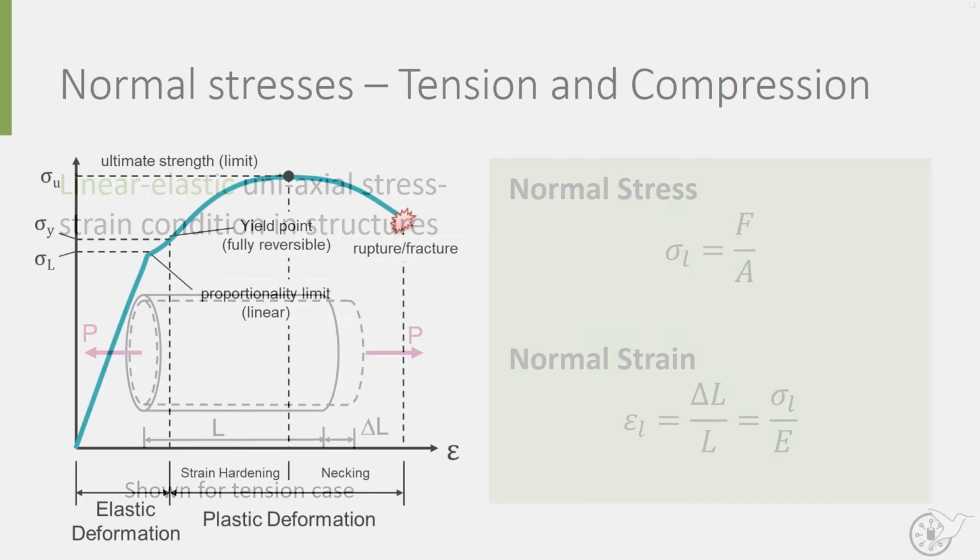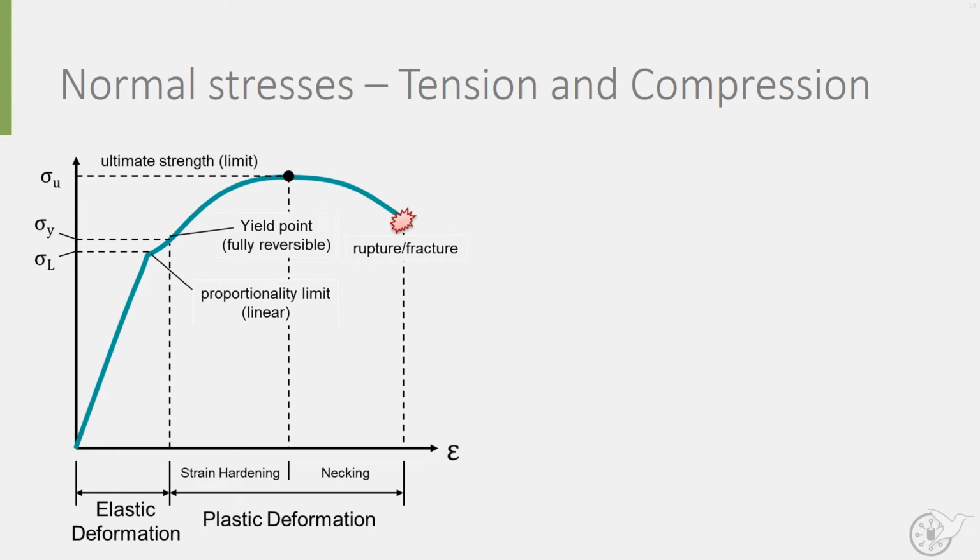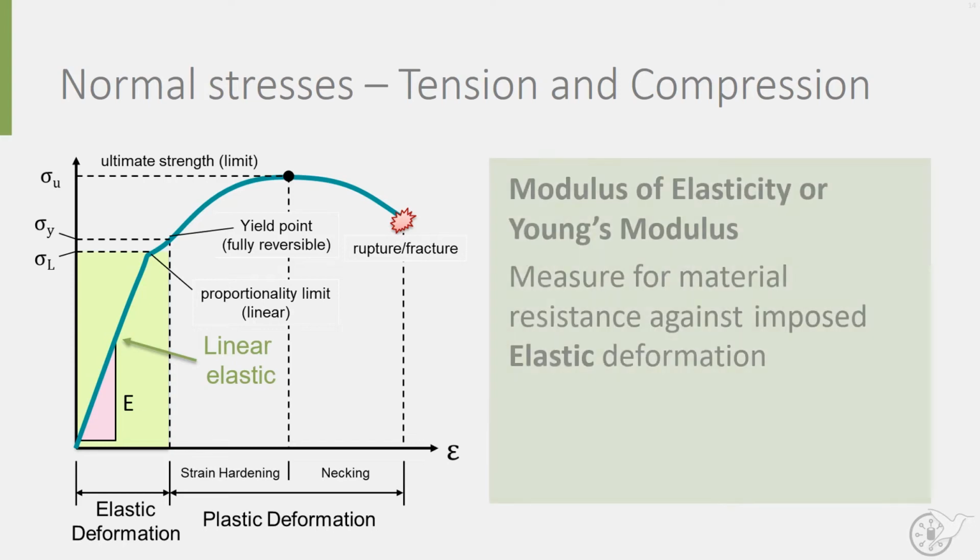If we then again look at the stress-strain curve, we can now define the linear slope in the diagram. This slope is known as the modulus of elasticity, or Young's modulus, and is known as the measure of material resistance against imposed elastic deformation. Mathematically, it is defined as the normal stress sigma over the normal strain epsilon.